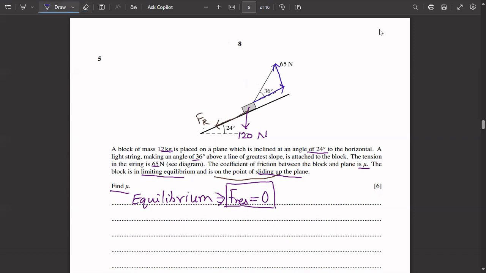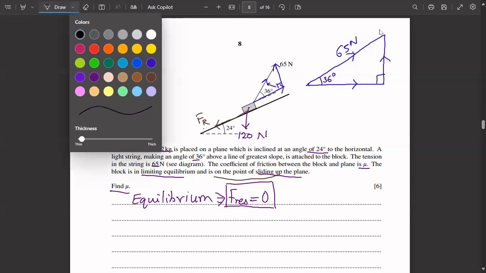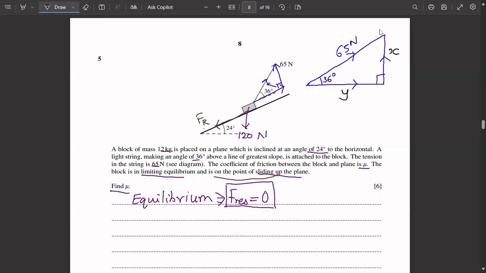And now I'll make the diagram again. So this is 90 degrees, this is 36 degrees. So this is technically a 90-degree triangle. 65 Newton is this arrow, which is the hypotenuse arrow. One force is acting up, one force will act to the right. Okay, so let me use some other color. So this will be X, this will be Y.